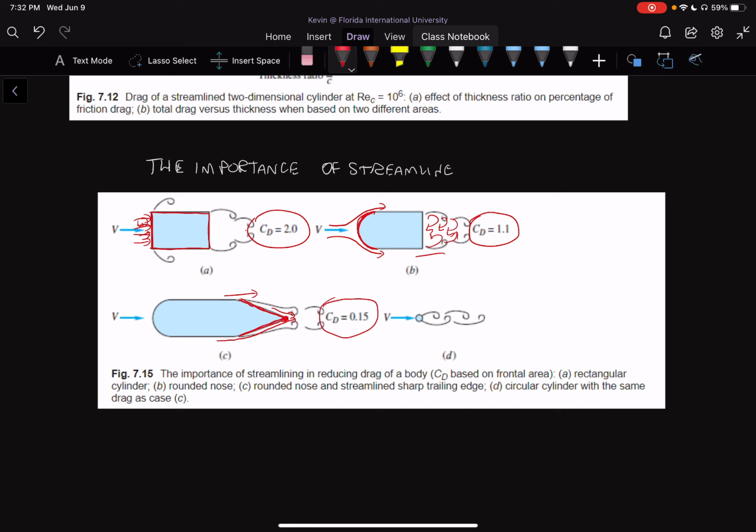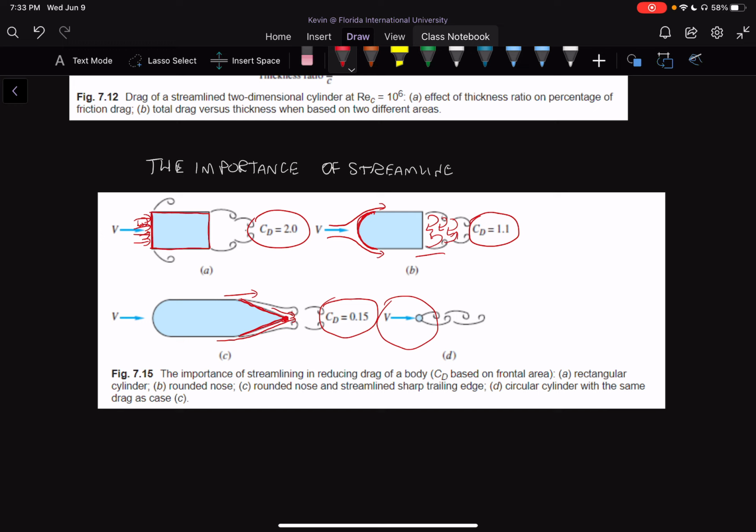So we can now see how important it is when you're designing a vehicle, for example, or designing anything that's going to flow through air or water, how important it is to design it in a streamlined way. Okay, and this CD equal to 0.15 would be equivalent to the same CD of a sphere, or a cylinder, sorry, a circular cylinder that is much, much smaller.